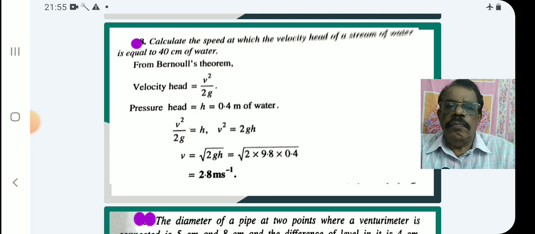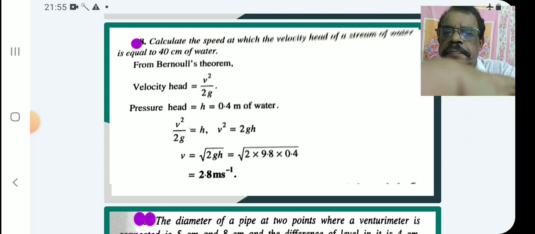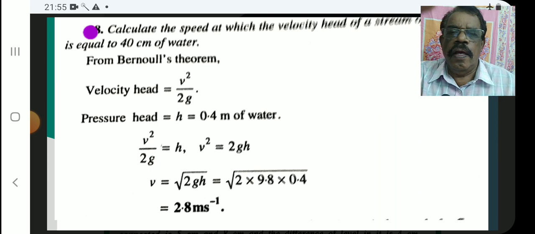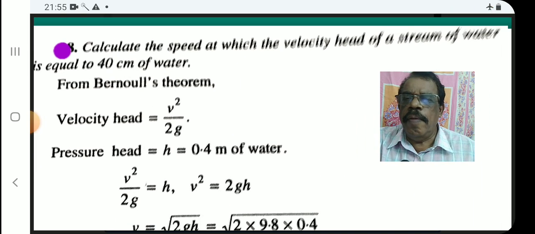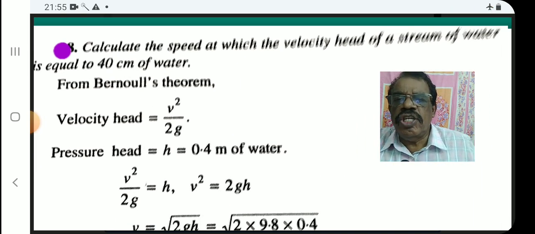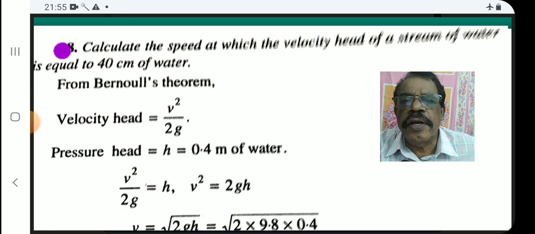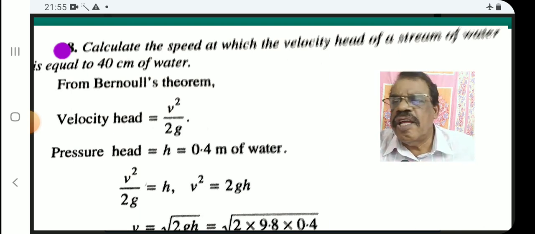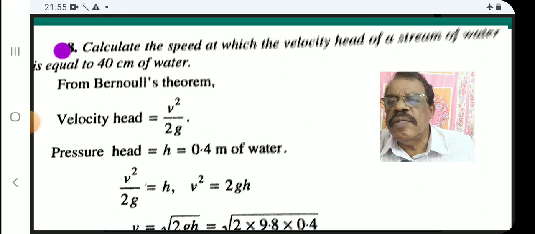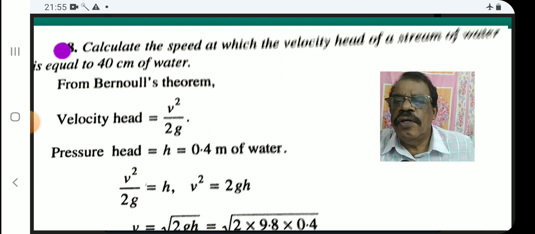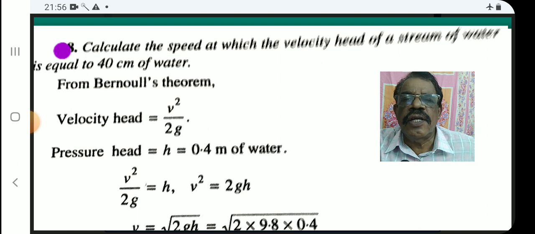Next problem. Calculate the speed at which the velocity head of a stream of water is equal to 40 centimeter of water. That is, velocity head 40 centimeter.